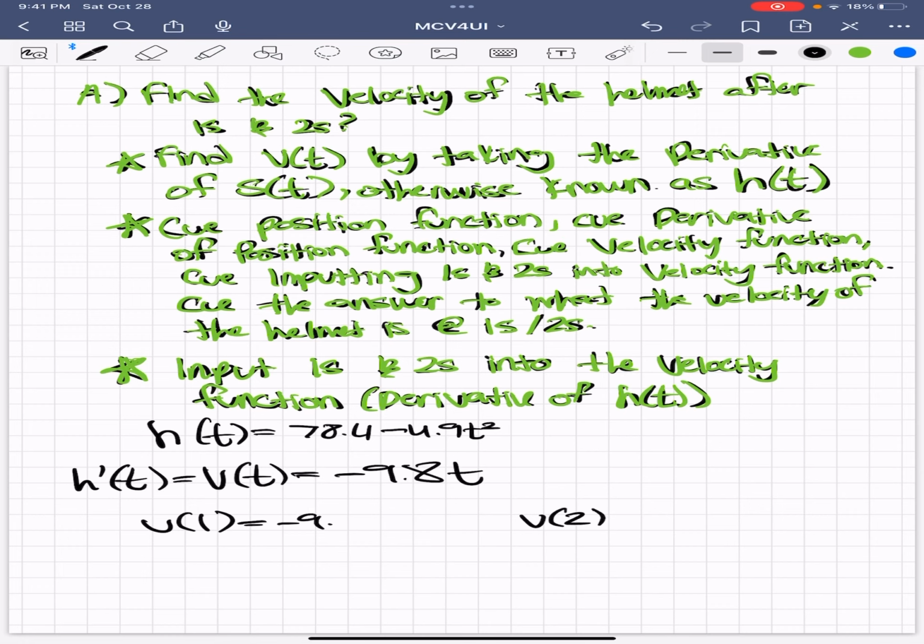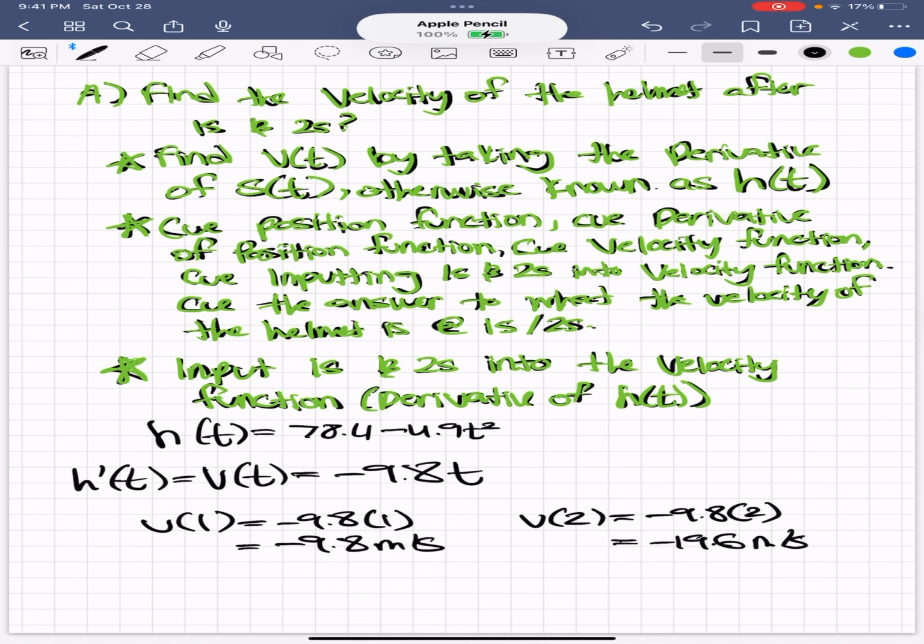So negative 9.8 times 1 equals negative 9.8. And remember that we always measure velocity in meters over seconds. And then we take v of 2, so it's negative 9.8 in brackets of 2. And that equals negative 19.6 meters per second. Hold on here, I'm just going to find my calculator quickly. Found it. My calculator is green.